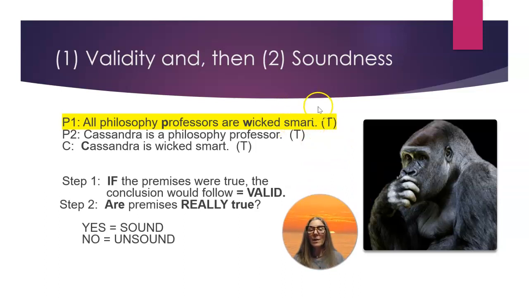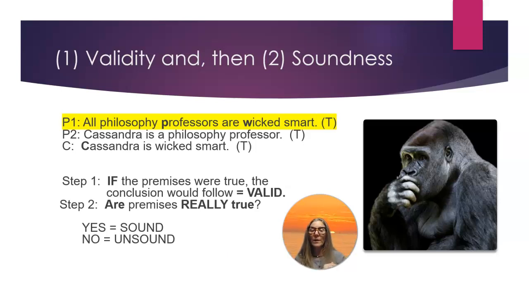Right here as it is, if I told you all of those things are true, then this is valid and sound. But you know, out of all the people in the world that are philosophy professors, there could be one that's not so smart. So in real life, if I tell you premise one is actually false, then this is unsound. Again, as we analyze arguments, you want to just have these rules here.